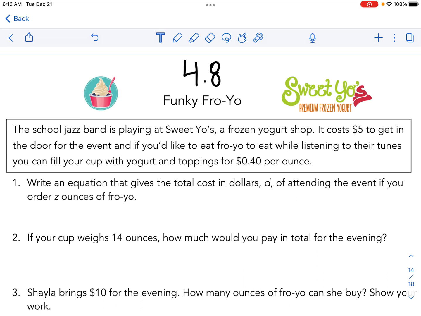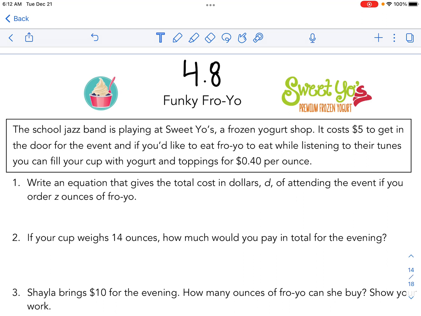Okay, these are the notes for section 4.8, and we're continuing with this thematic storyline surrounding the skills that we're going to be learning for this section. We're moving on from the pie factory to the frozen yogurt stand. The storyline says that the school jazz band is playing at Sweet Yo's frozen yogurt shop.